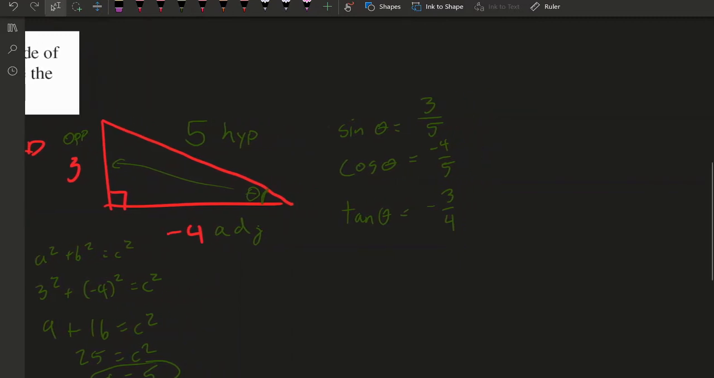And then to get the other 3, I just flip them over. So the cosecant of theta is 5/3. The secant of theta is negative 5/4. And the cotangent of theta is negative 4/3.